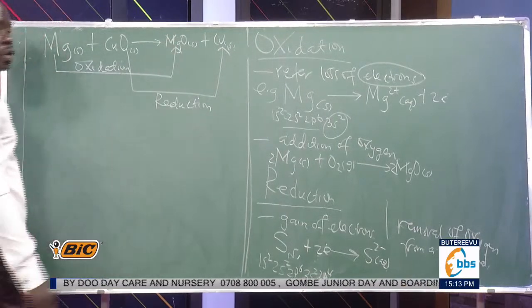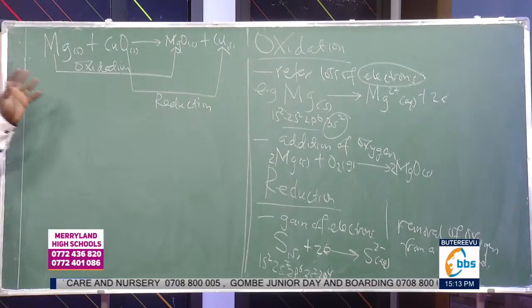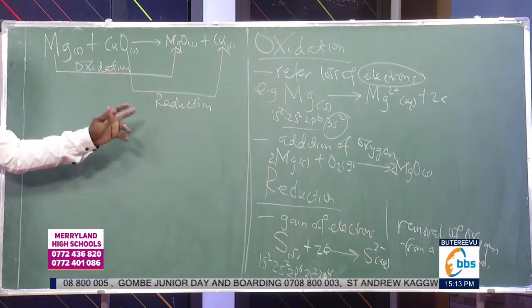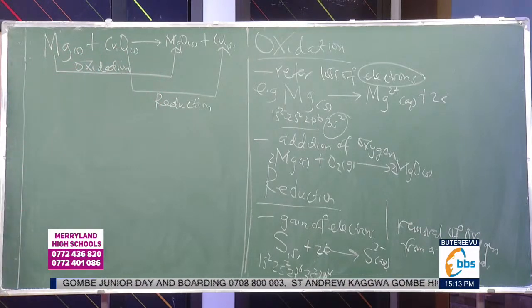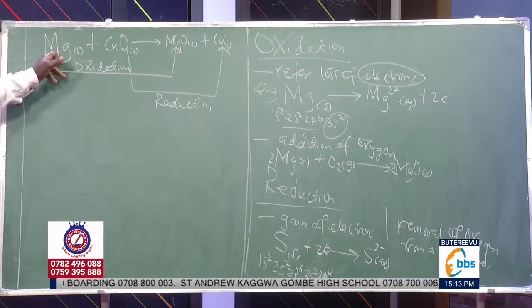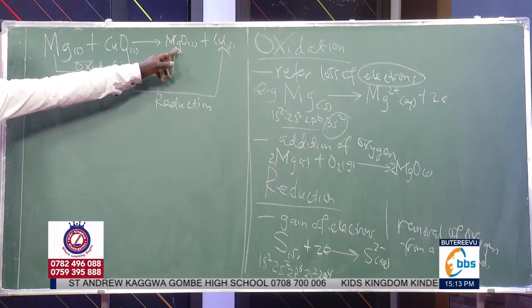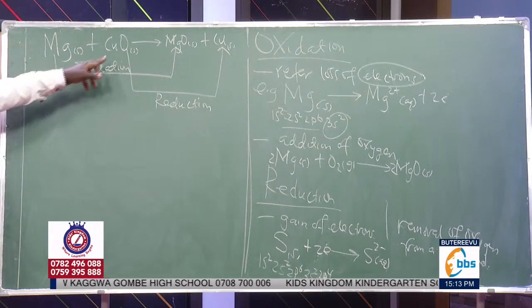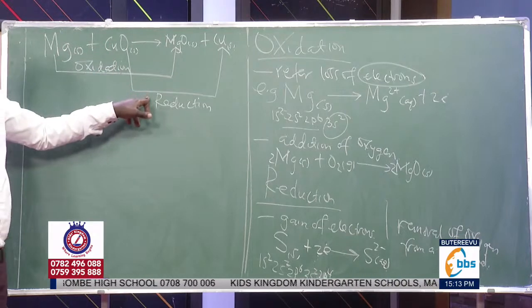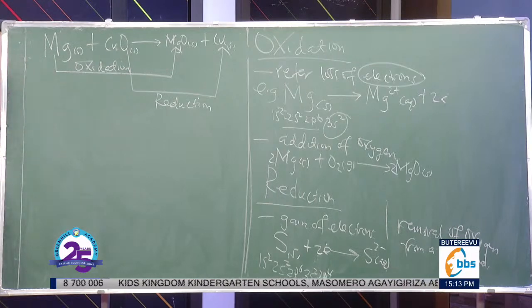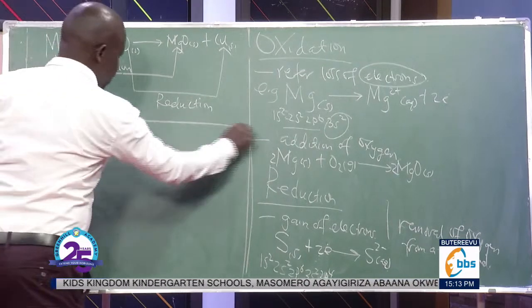So this one is called reduction. Good. So this type of reaction, whereby you're having both oxidation and reduction taking place, is called a redox reaction. Magnesium gets more oxygen, it becomes oxidized. At the same time, copper oxide loses an atom of oxygen, it becomes reduced.